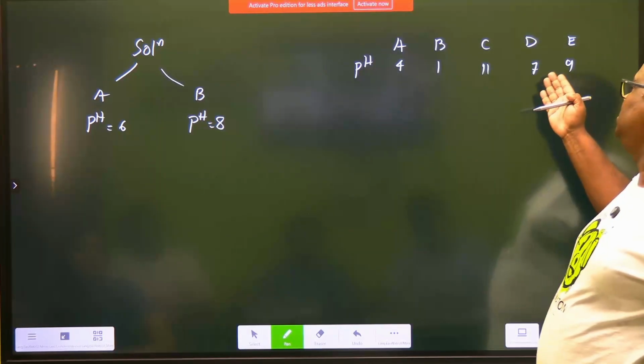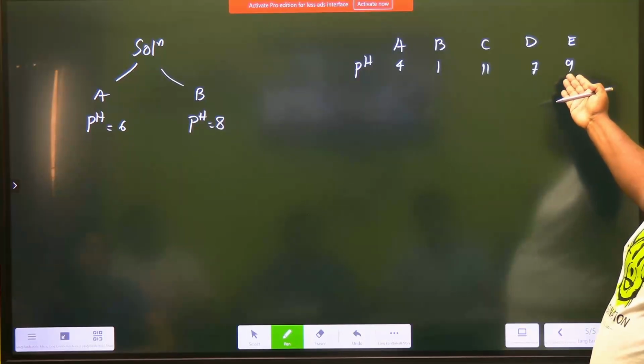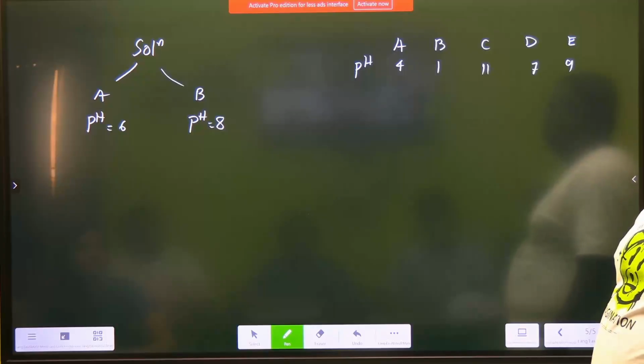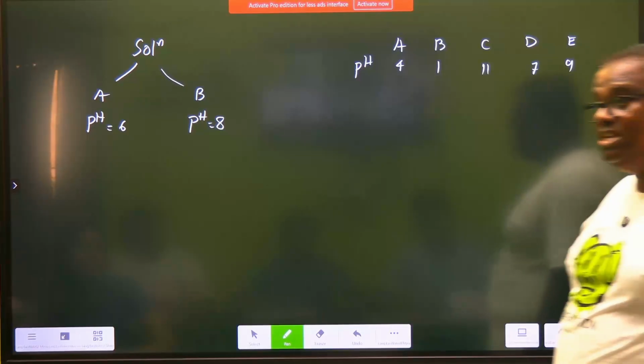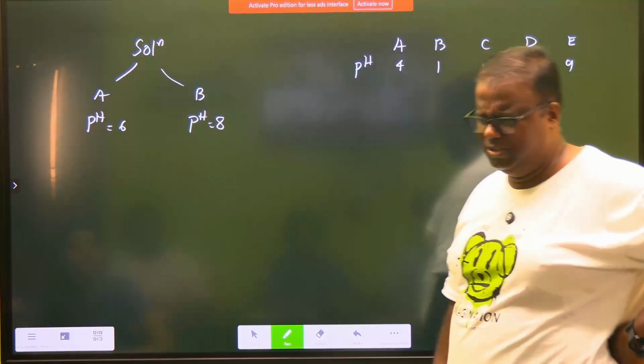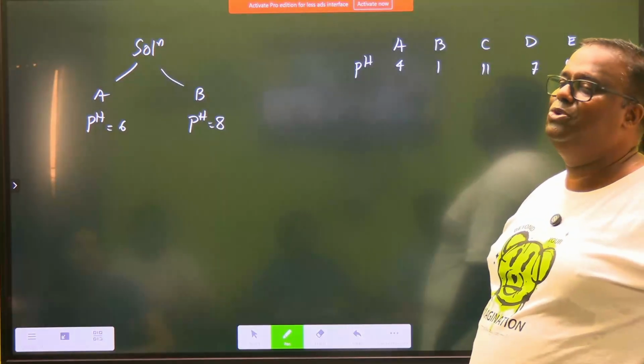And how about weakly basic? 9 will be weakly basic. But who is the weakest acid out here? C is the weakest acid. And who is the weakest base? B is the weakest base. You have named him, he's a boy at the end of the day. You are targeting him as a good boy or a bad boy.